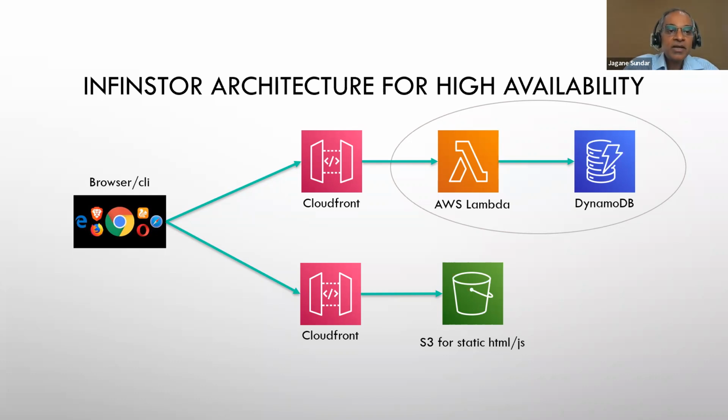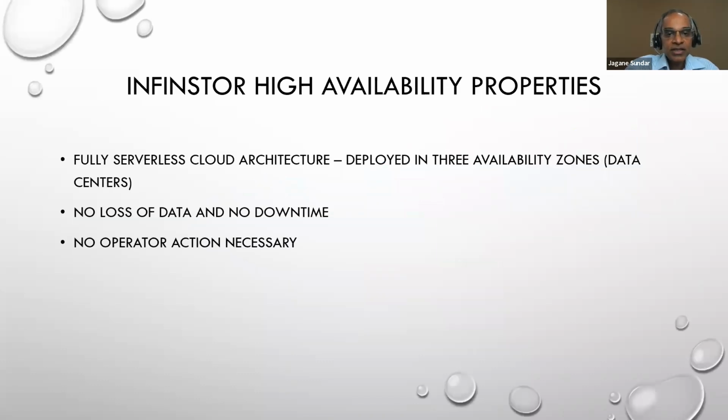Just to refresh, high availability refers to the availability of data and compute services within a region. If a single data center fails, the system should continue to be up. That's what high availability offers. We have CloudFront distributions in front of the S3 bucket that holds the static content, and CloudFront is very resilient to availability zone failure. As I mentioned, we are a serverless architecture and deployed in 3 availability zones, no loss of data, no downtime, and there's no operator action necessary. This is completely automated and hidden from operational administrative actions.